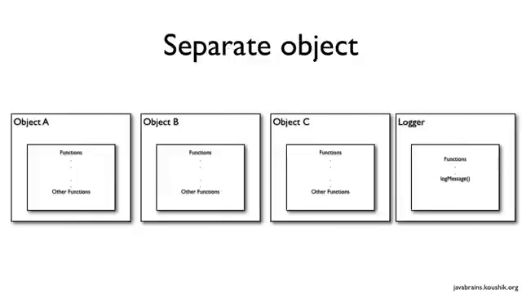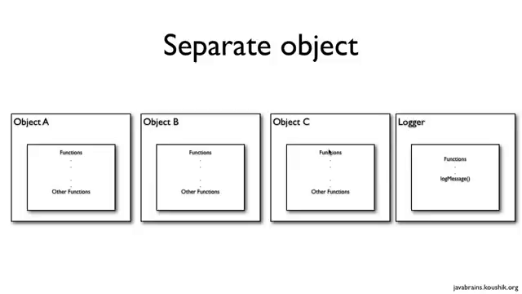One way to do this is to take that method out and create a separate object for it. Of course, you cannot just leave a method floating on its own. You would have to include it inside an object. So you would have a log message method inside a new object called the logger object. And then object A, B, and C would not have that log message method anymore. Instead, whenever a log message needs to be called, it would reference this logger object and then do a logger object dot log message.